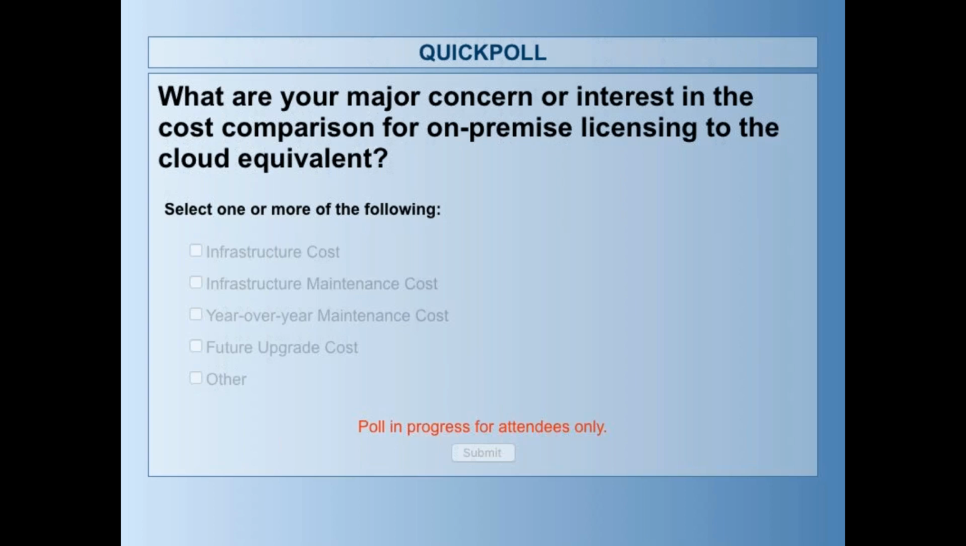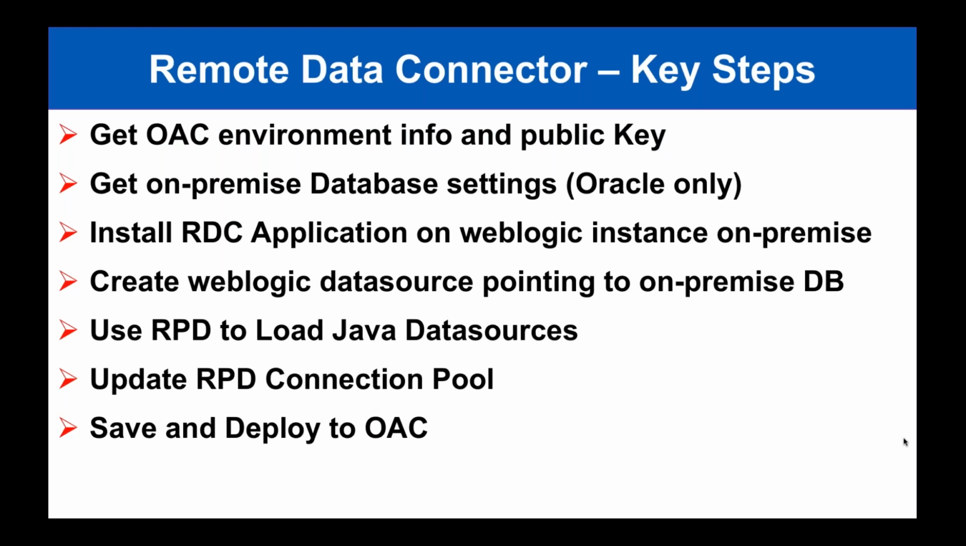Get on-premise database settings. The last time we did this presentation, it was Oracle only, but I believe now it's not just for Oracle. It connects to any relational data source on-premise. Install the RDC application on the WebLogic instance on-premise. Create the WebLogic data source pointing to the on-premise database you want to use from OAC. And then you use the RPD to load Java data sources.